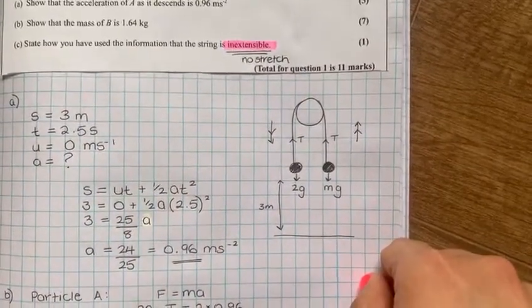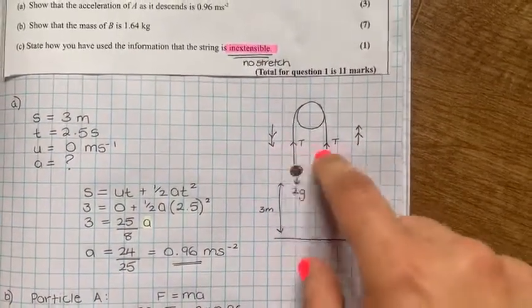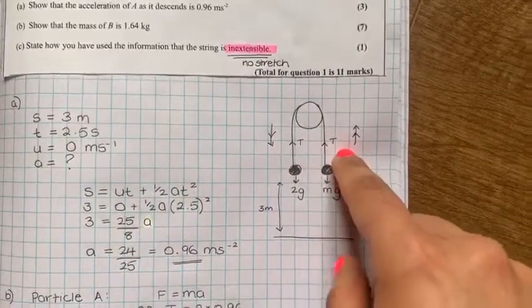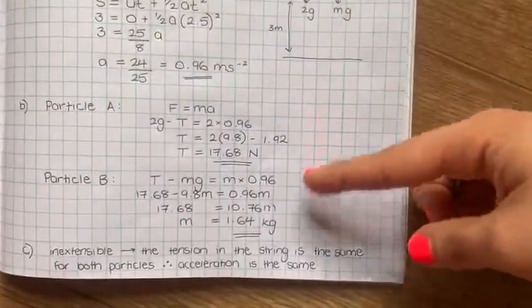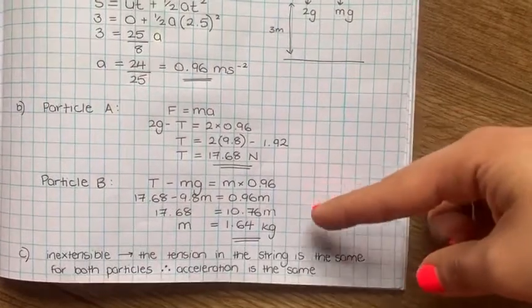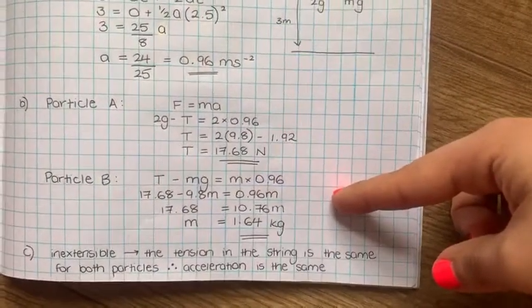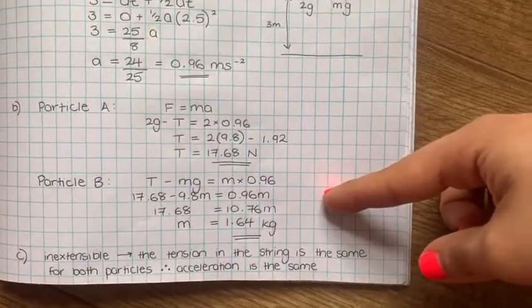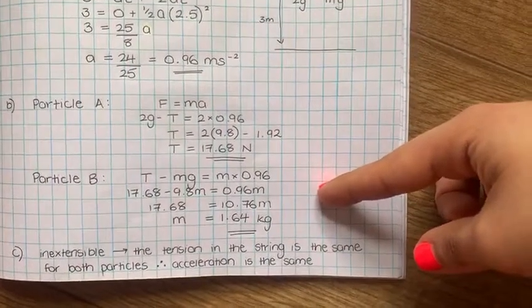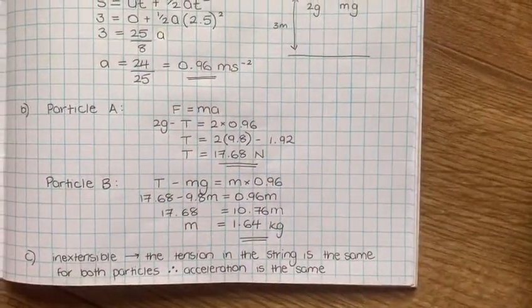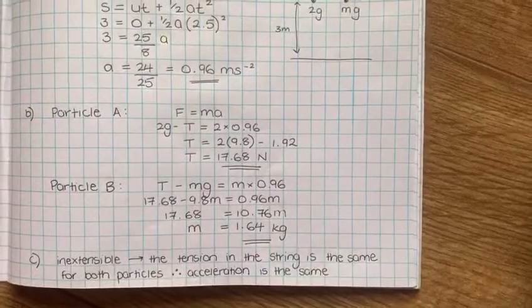So in other words, if my string wasn't inextensible, if there was some stretch to it, the tensions would not be the same on either side, and therefore I wouldn't be able to use the same acceleration for particle A as I did for particle B. So all you really need to say for this question is that because the string is inextensible, the acceleration in both particles will be the same. If you say that, you're going to get the mark. It's that simple.